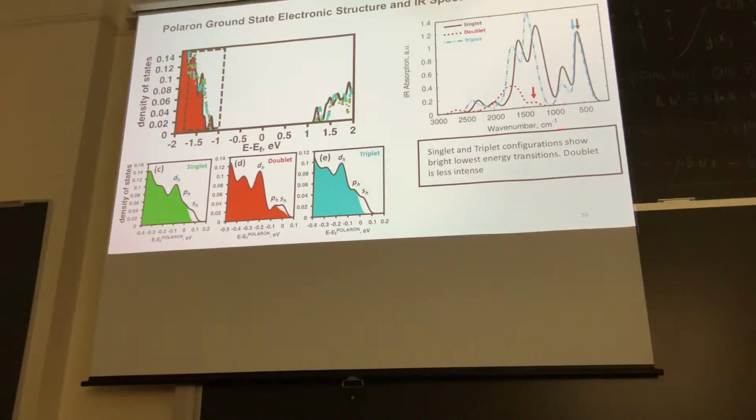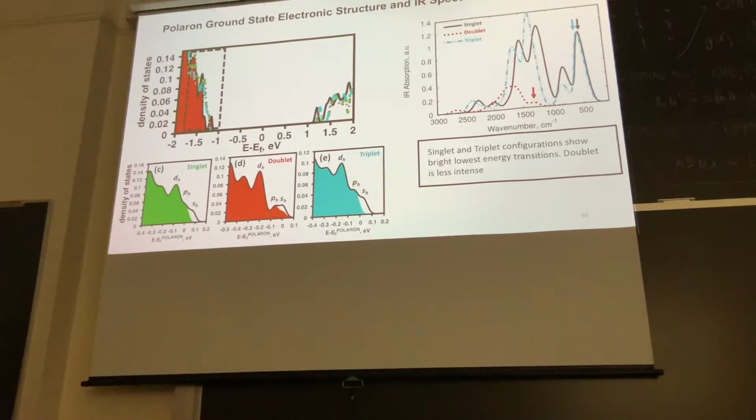And we plot them in wave numbers. So lower energy is to the right, higher energy is to the left. And so the lowest energy transition for all these models are indicated with the arrows. And we see for the singlet and the triplet, they're basically the same for lowest energy transition. So they're fairly bright, whereas for the doublet, the lowest energy is fairly dark and it's higher in energy.